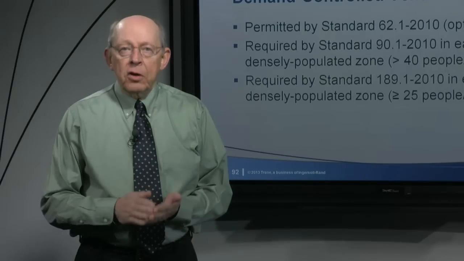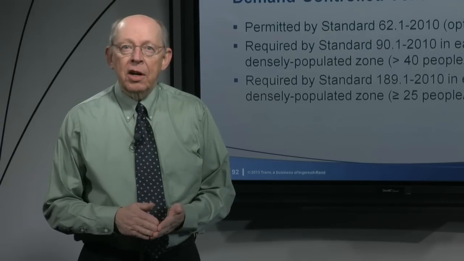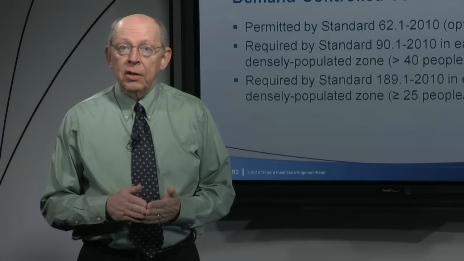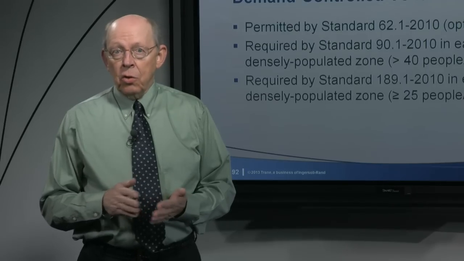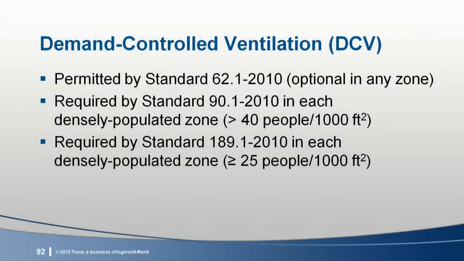Okay, the first dynamic reset approach we consider is demand control ventilation, which usually applies at the zone level. Standard 62 permits it in any zone, but Standard 90.1 currently requires it in zones with 40 or more people per 1,000 square feet. And Standard 189.1 requires it in zones with 25 or more people per 1,000 square feet.